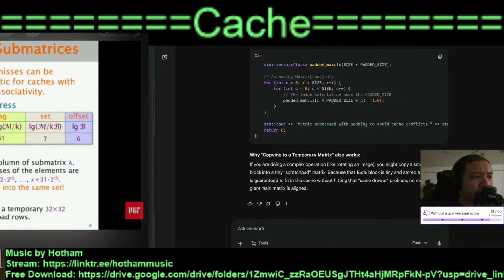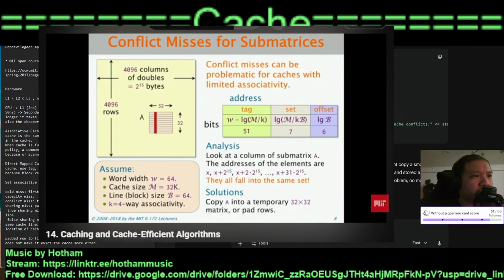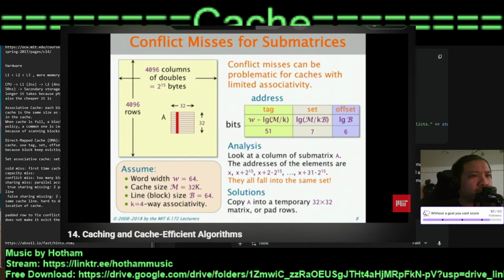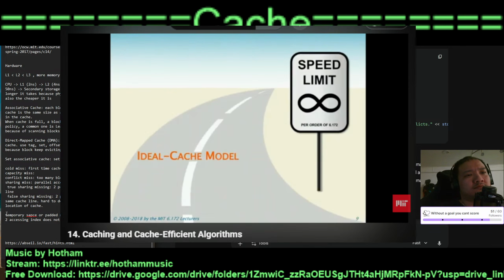In our program, we can then start worrying about conflict misses, for example, by using temporary space or padding our data by some small constant so that we don't have as many conflict misses. Okay, so now I want to talk about a model that we can use to analyze the cache performance of algorithms, and this is called the ideal cache model.